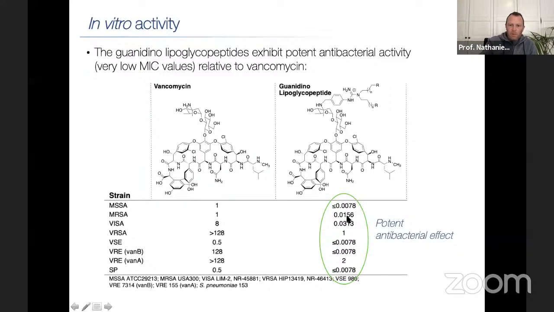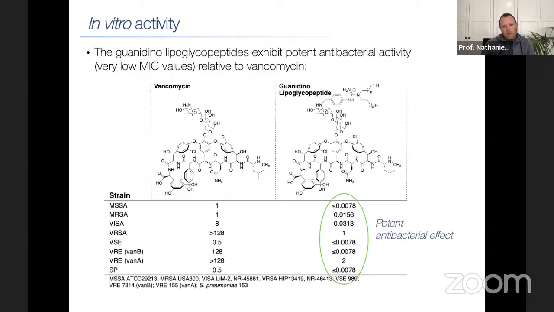However, look at the compounds that we're working with. In some cases we see almost thousands-fold increase in activity. And it gets really interesting when you start to look at the vancomycin intermediate and resistant organisms. So vancomycin resistant Staph aureus, VREs, you can see generally quite resistant organisms. And then again, if you look at the activity of these next generation guanidino lipoglycopeptides, you see they maintain their potent activity across the board. So very interesting antibacterial effects.